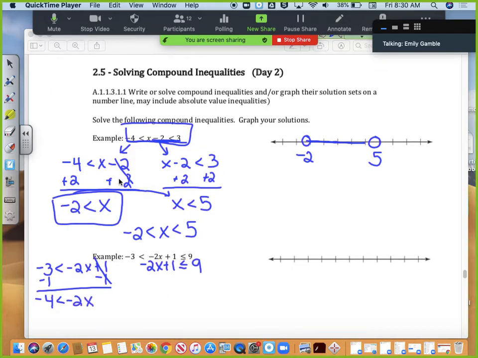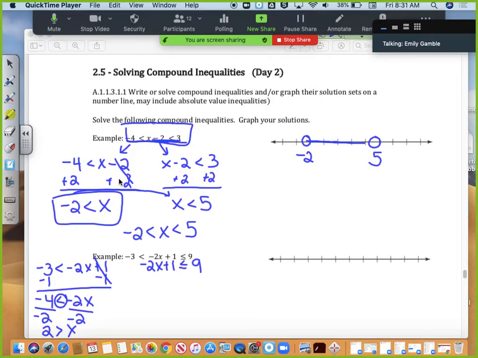So we're left with -4 is less than -2x. And then when I solve this, I divide everything by -2. Just be very careful with dividing by negatives. A -4 divided by -2 is a +2. When we divide by a negative, we must flip the sign. It's going to turn into that. And we have x on this side.